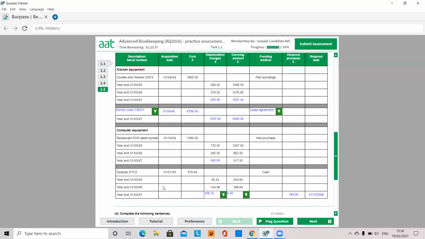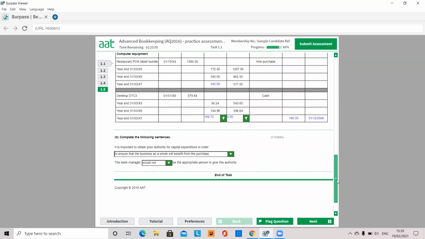Divide it by 12 to get it monthly, which you said was £12.08. And this time we've got it for 9 months before we get rid of it. So the depreciation at that point is £108.72. And so the carrying amount at the end of the year is 0 because we sold it on the 31st of December. So it's obviously gone at that point. So the carrying amount at the end of 2007 is 0. Okay.